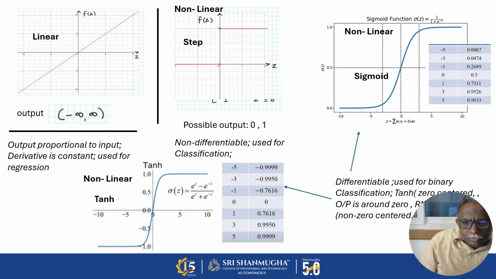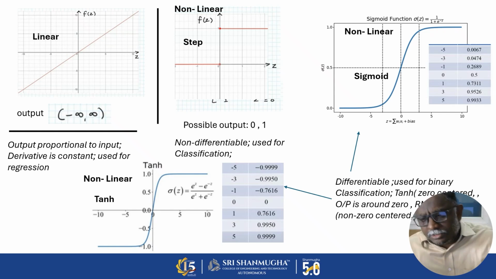And the tanh can be used because it is zero-centered, I can use it for the case of time series problems. So that's why it is used in RNN.